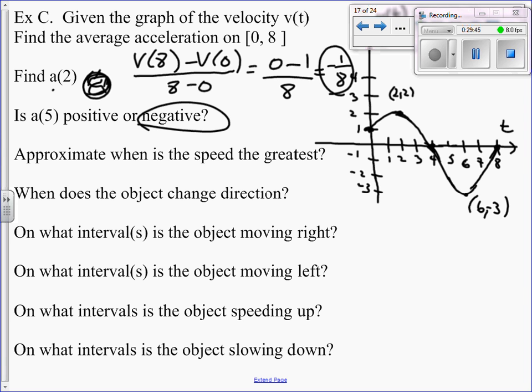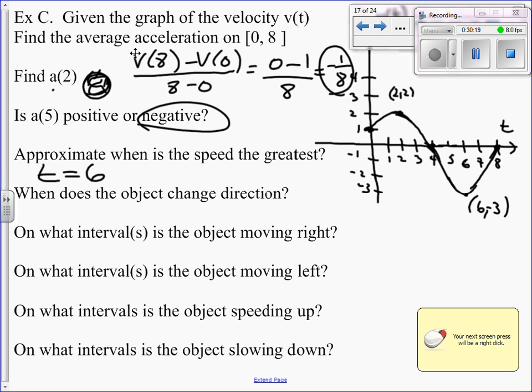It says approximate when the speed is the greatest. Remember, the speed will look the same as velocity when it's positive, but you flip it up wherever it's negative. At what time do you think the speed is the greatest? What is the speed at time 6? It's 3. So at t equals 6, the speed will be 3, which is the greatest. If you thought it would be at 2, no, the speed there is only 2.